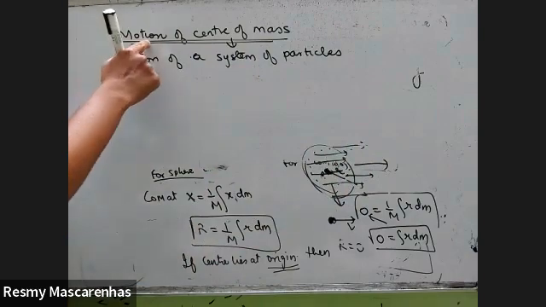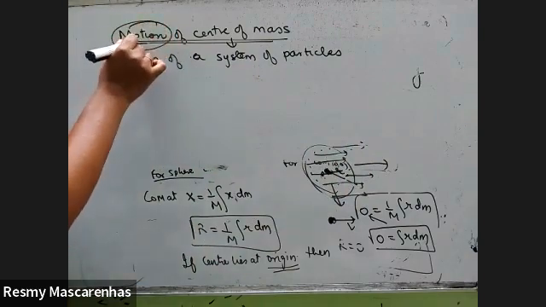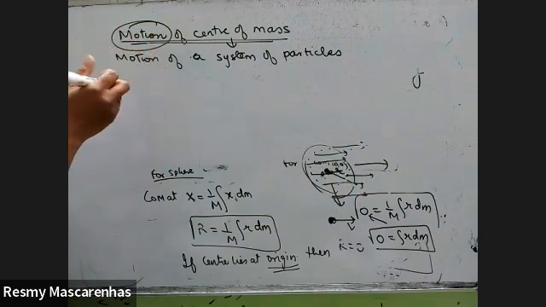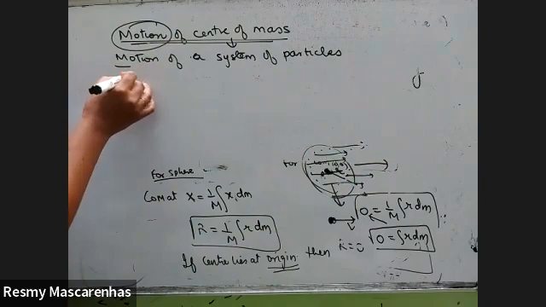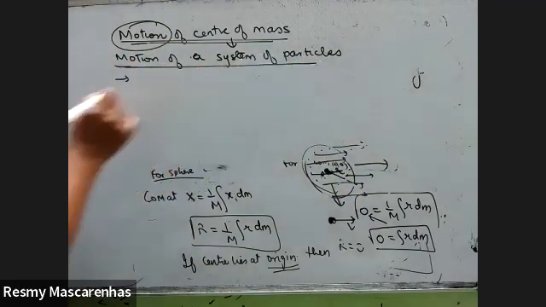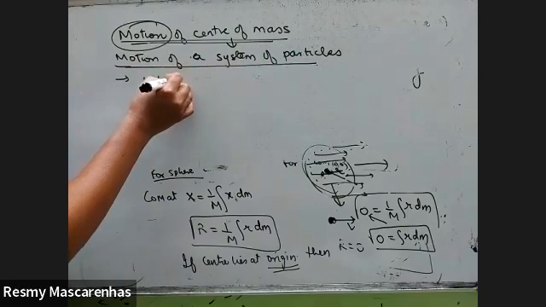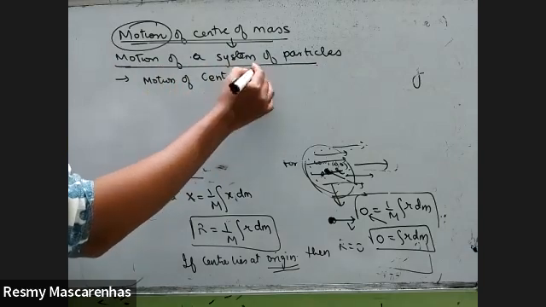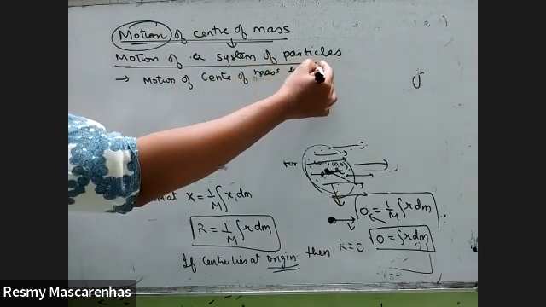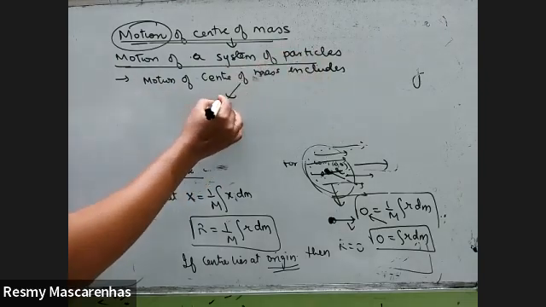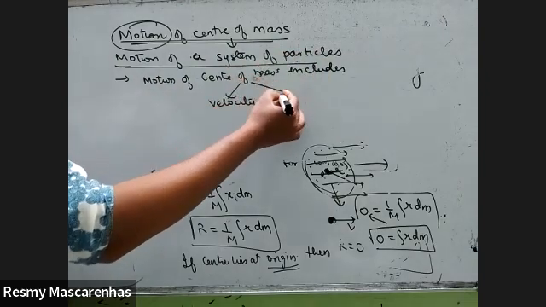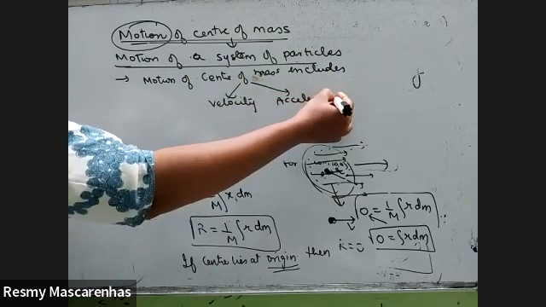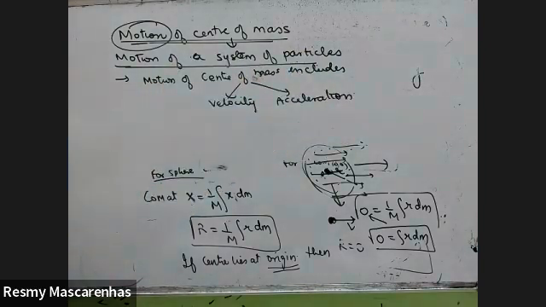Which are the two things we need to calculate, which can tell how fast it is moving or how slow it is moving? It is decided by the motion of center of mass, which includes two things: velocity and acceleration. So now we'll see what is the velocity of center of mass and what is the acceleration of center of mass.